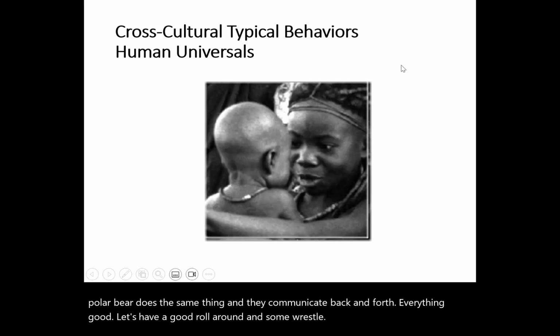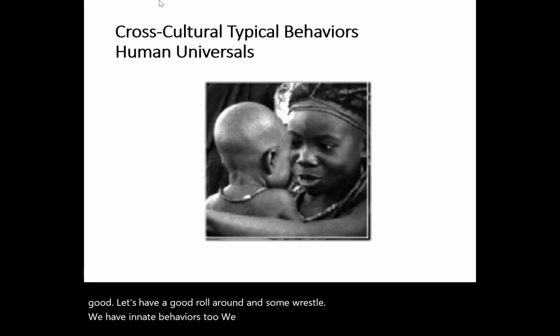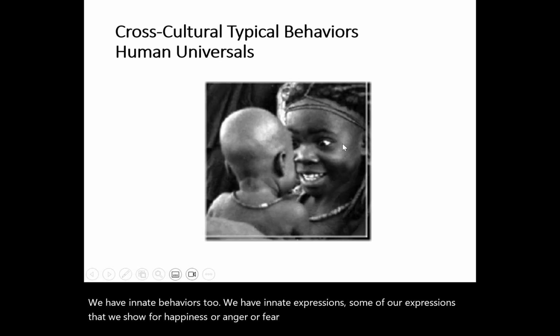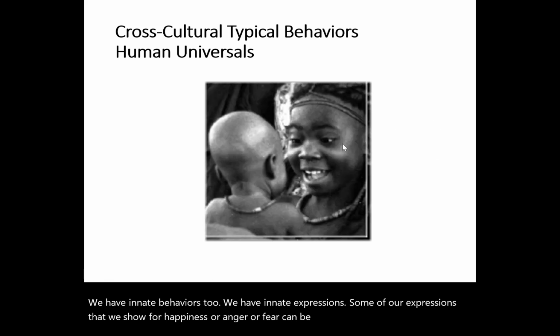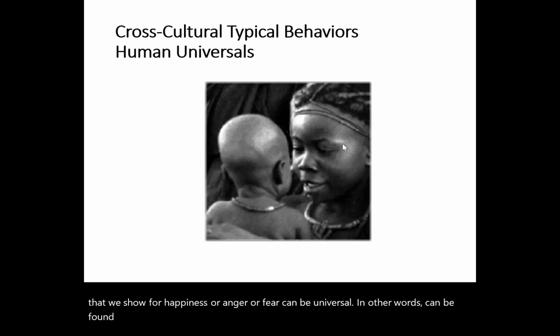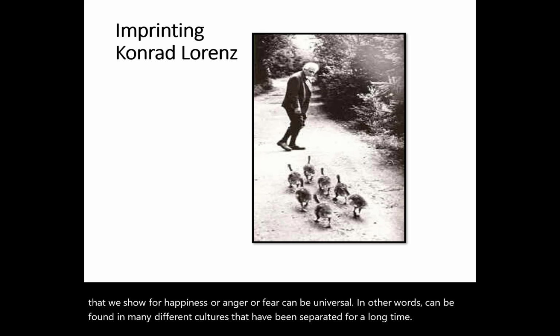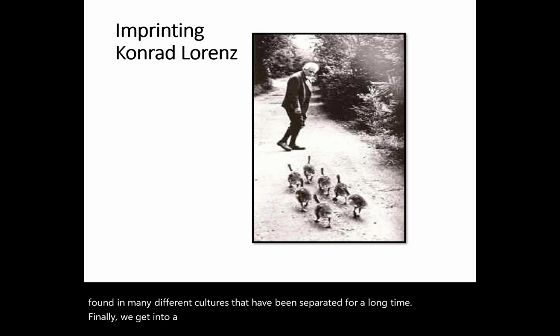We have innate behaviors too. We have innate expressions. Some of our expressions that we show for happiness or anger or fear can be universal. In other words, they can be found in many different cultures that have been separated for a long time. Finally, we get into a specific type of innate behavior. I'm going to give you one example, and this is called imprinting.